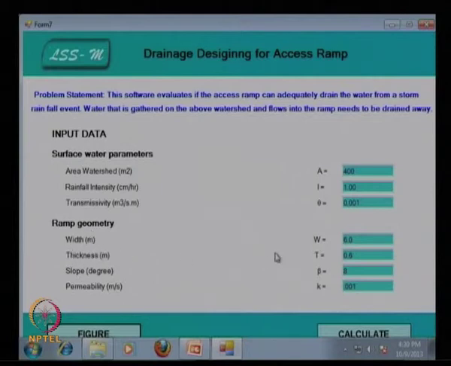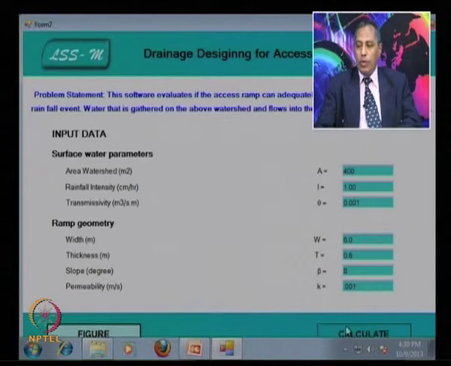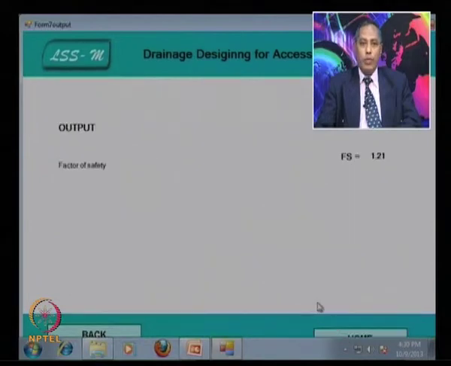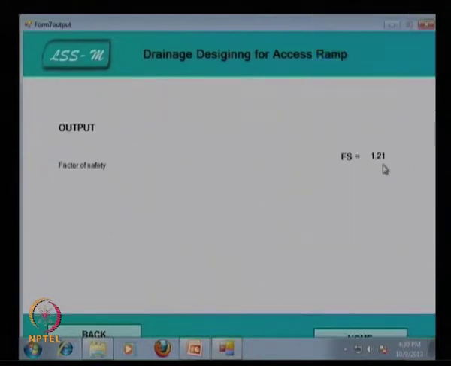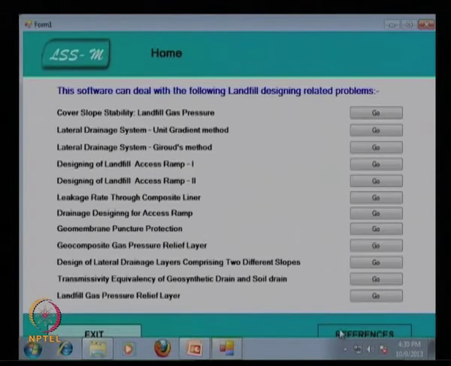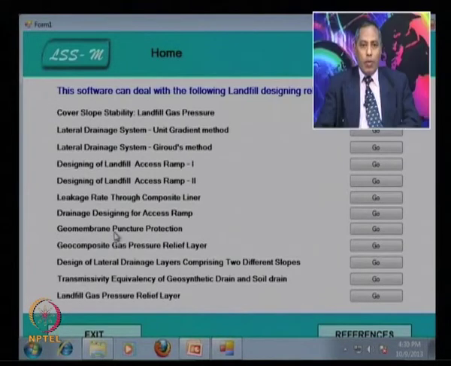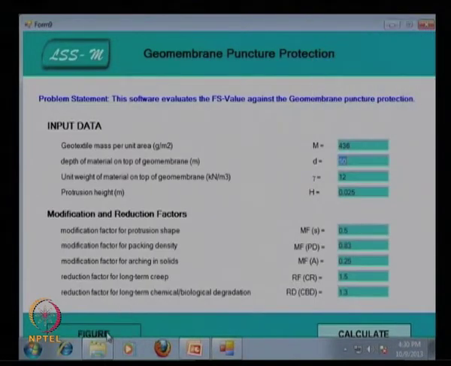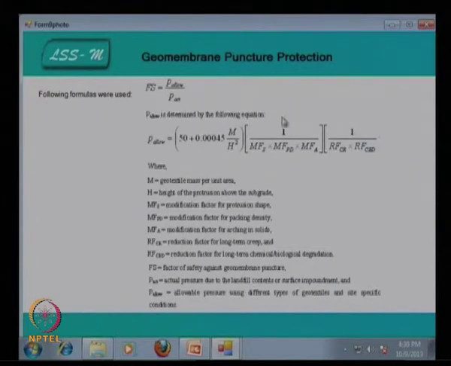This is ramp property, that is width is equal to 6.0 meter, thickness is equal to 0.6 meter, slope is equal to 8, and the permeability K is equal to 0.001 meter per second. This is the output data, Fs is equal to 1.21. So it is safe. Now geometric puncture protection. So if there is a puncture, geometric puncture protection.